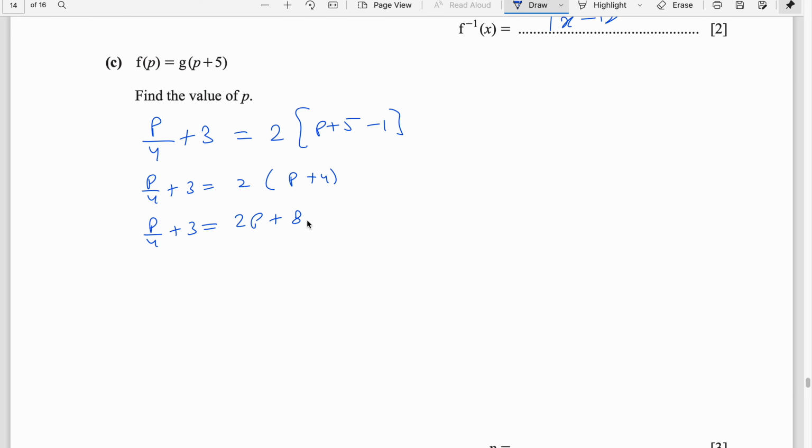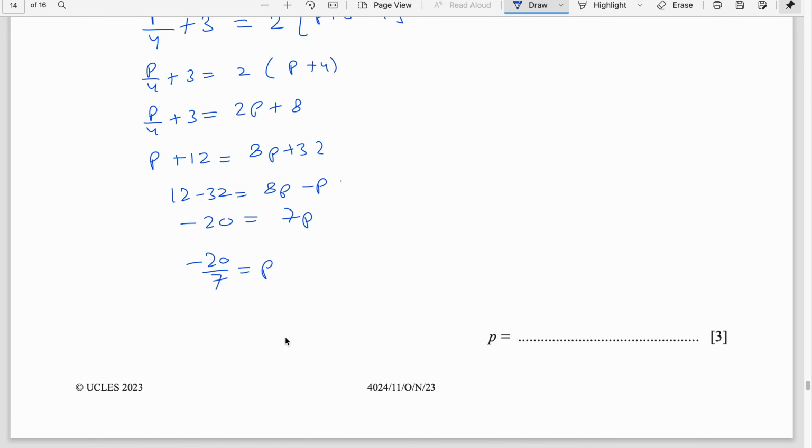I'm multiplying the whole equation with 4. P plus 12 is equals to 8p plus 32. Rearranging, that is 12 minus 32 is equals to 8p minus p. So minus 20 is equals to 7p. Minus 20 by 7 is equals to p. Negative 20 by 7.